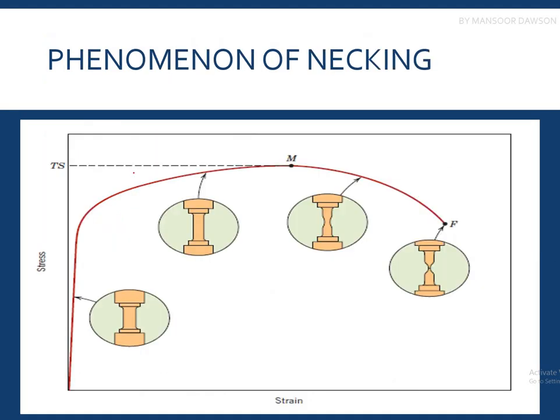Here is another figure in which you can see that up till this point there is some permanent deformation, but there is no necking. But after the highest stress, that is the tensile strength or the ultimate tensile strength of the material, it would start necking, and the diameter at a localized region in the specimen would reduce, and ultimately it would fracture.